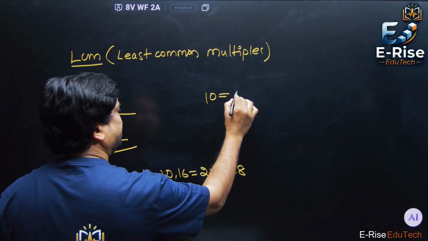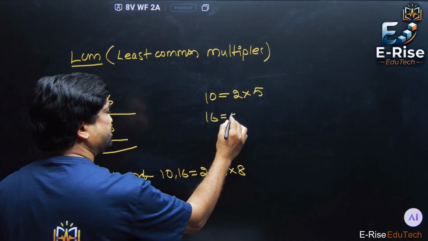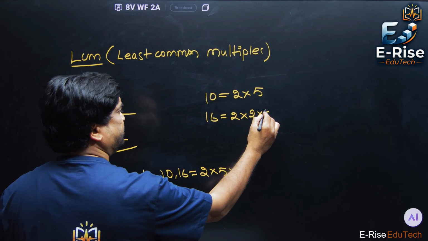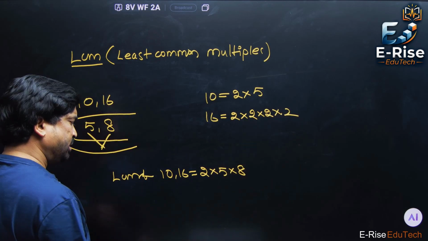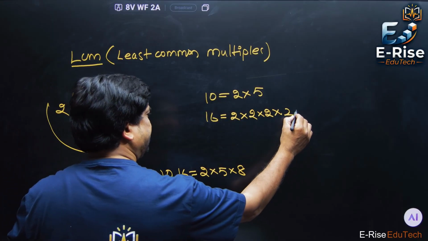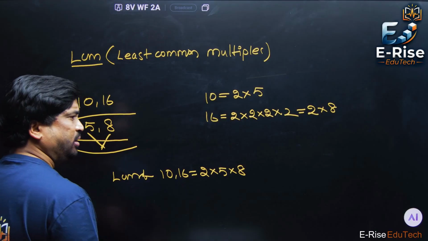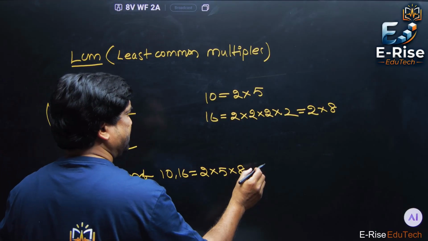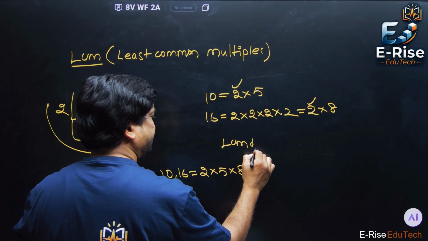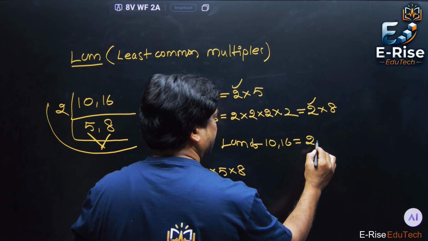Here, this is 2 into 5, the multiples of 10. The multiples of 16: 2 into 2 into 2 into 2, or else 2 into 4, 2 into 8. Simply you can apply 2 into 8 also. So what are the common multiples here? Here 2 common, here 2 common. So LCM of 10 comma 16 is 2 common.